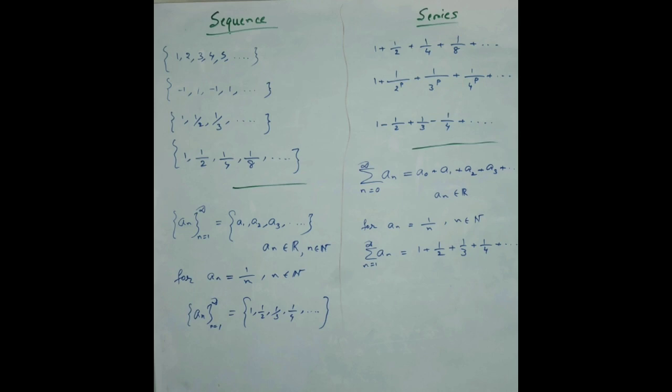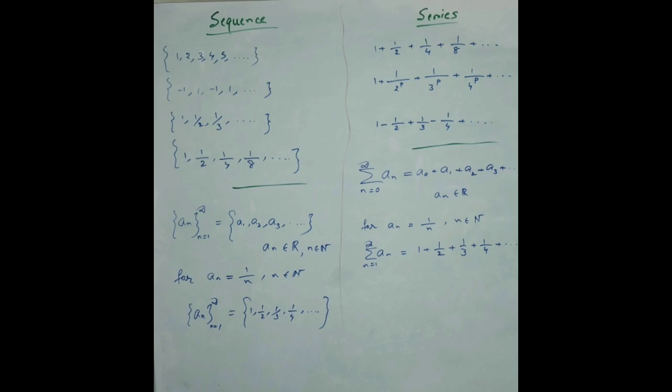And here don't worry about the n equals 0. Depending on the series, it can be n equals 1 or n equals 2, even n equals 3. So for different series it can start from a different number.